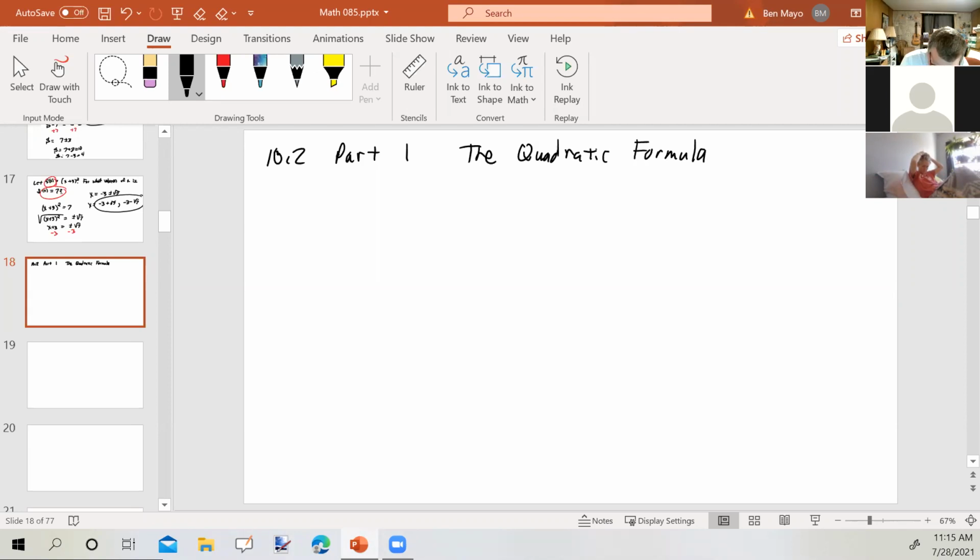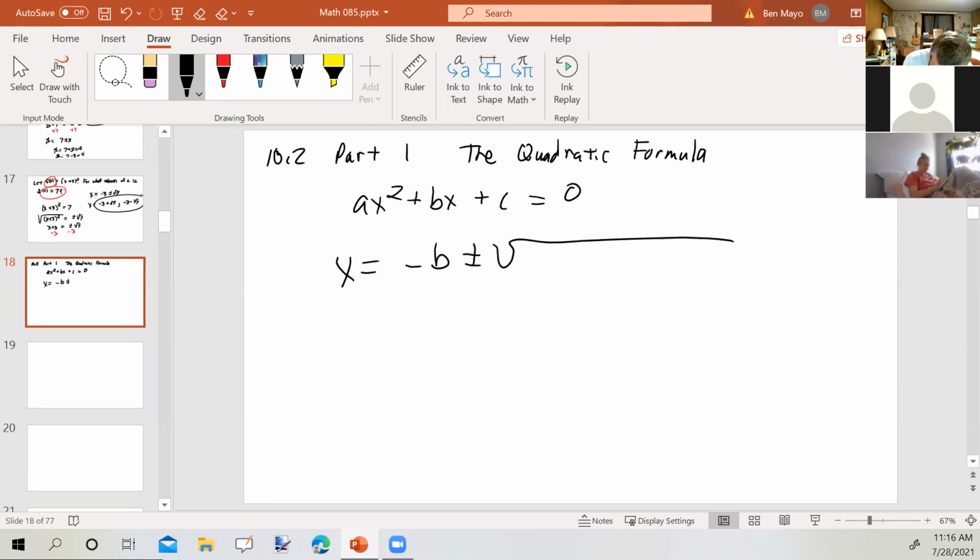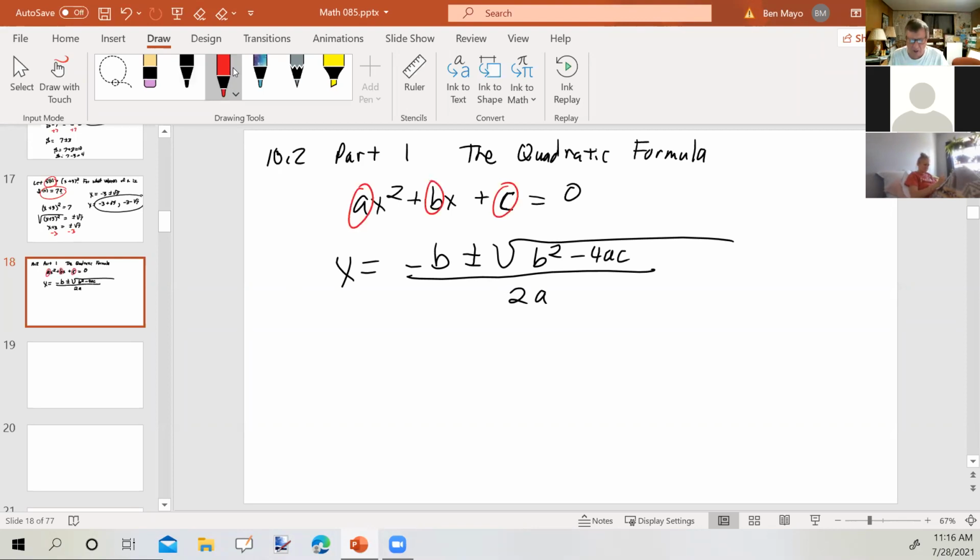And what you can do is take an equation in the form ax squared plus bx plus c equals 0. By going through this whole process, you come up with a way to solve for x. And what you get is this: x equals negative b plus or minus the square root of b squared minus 4ac, all over 2a. Now, a, b, and c are the coefficients of those 3 terms when they're in descending powers. Okay?